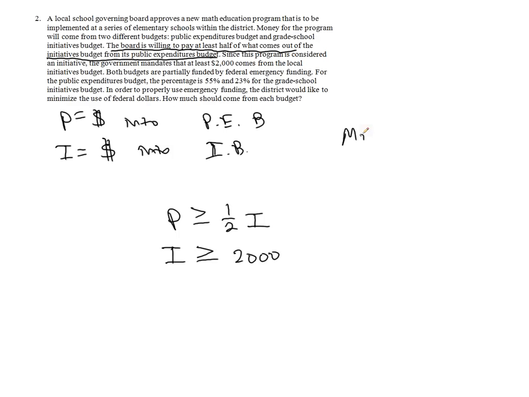So we're minimizing the objective function, which we'll just call O for objective function. It is 55% of the public expenditures budget plus 23% of the initiatives budget. This is all emergency funding here, and you want to make that emergency funding as small as possible.